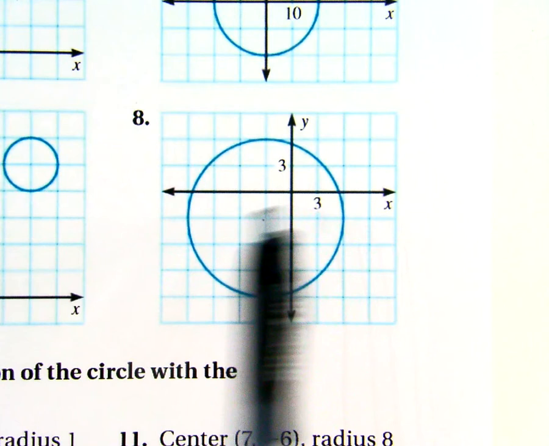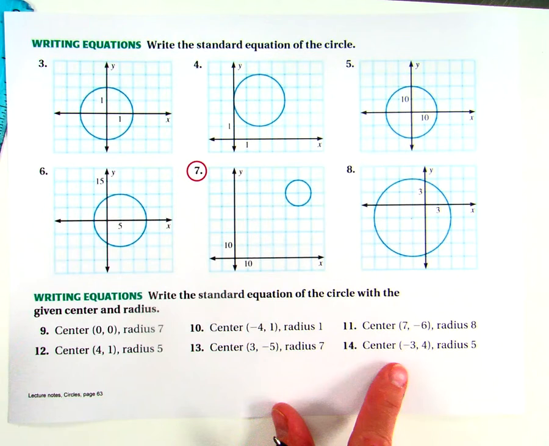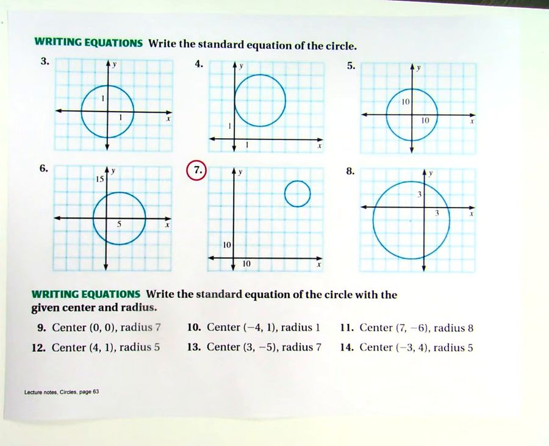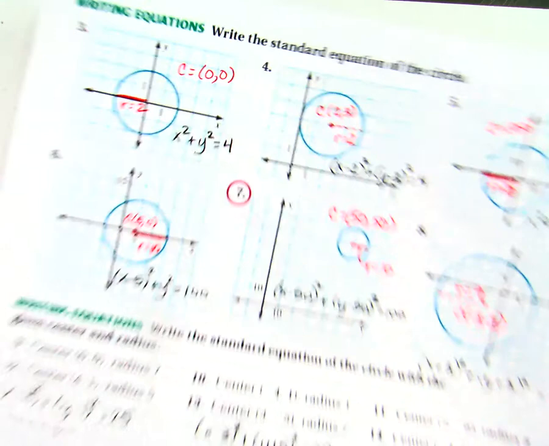Play with a few of these. Look at some of them. Make sure that you can do them. Also, these down here at the bottom where you have the center and the radius, make sure you can write equations. Pause it a moment, and then I'll give you the answers. Here are the answers. Make sure that you're doing them correctly.